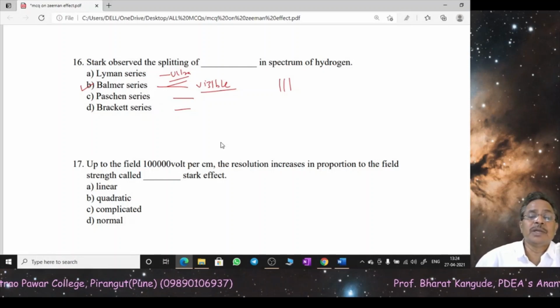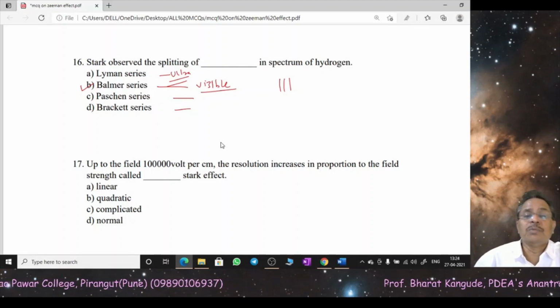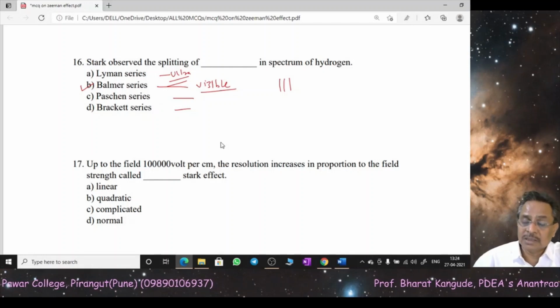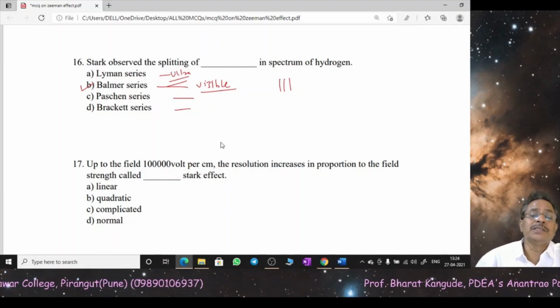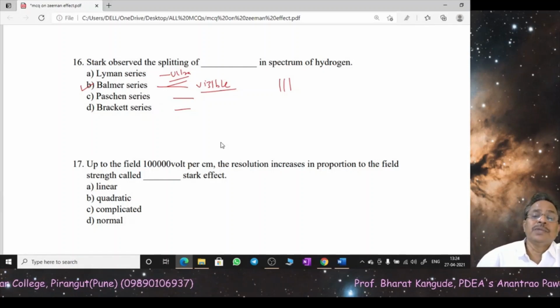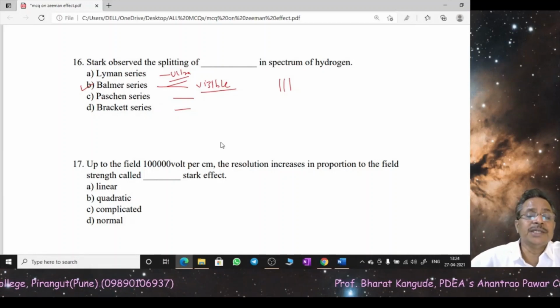Since it is in the visible region, those lines are observed by Stark. The splitting of such optical lines is found, and that is called the Stark effect, and therefore the correct answer to question number 16 is B.